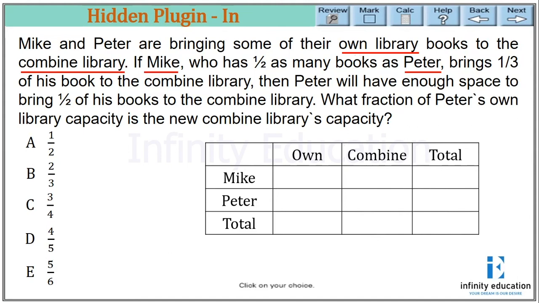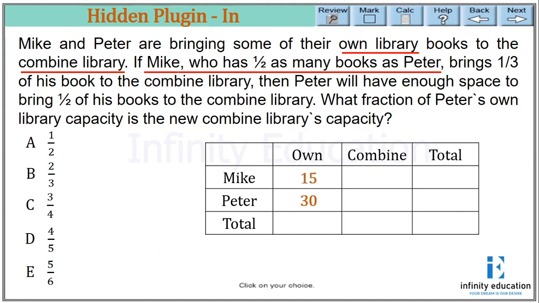Now if you read the information, Mike has half as many books as Peter. So Mike has half the number of books of Peter. So let me plug in for Peter first. I have plugged in for Peter as 30. You can work with any other number also, you will get the same answer, but to show you the explanation, I have taken this. So Mike has half as many books as Peter. So if Peter has 30, Mike has 15.